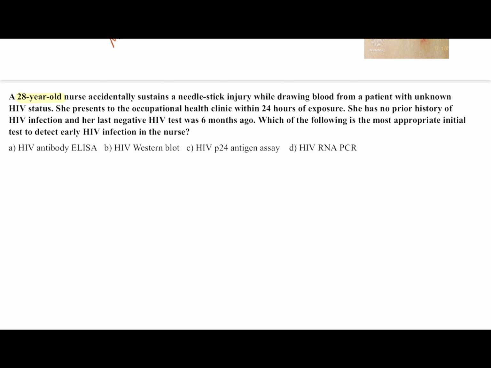Next, a 28-year-old nurse accidentally sustained a needle stick injury while drawing blood from a patient with unknown HIV status. She presents to the occupational health clinic within 24 hours of exposure. She has no prior history of HIV infection. Her negative HIV test was 6 months ago. Which of the following is the most appropriate initial test to detect early HIV infection? Okay? So here the correct answer will be HIV P24 antigen assay.